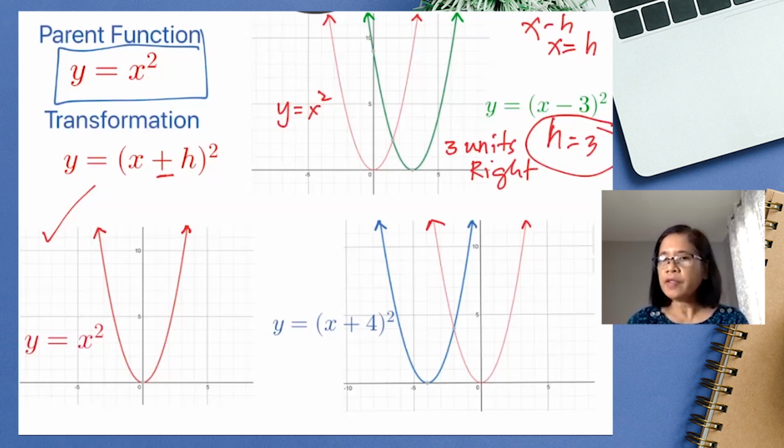Be careful because this is a common misconception, because students sometimes think that because it's x minus 3, they have to move to the left. That is not the case. You have to solve for h here. h is equal to 3.